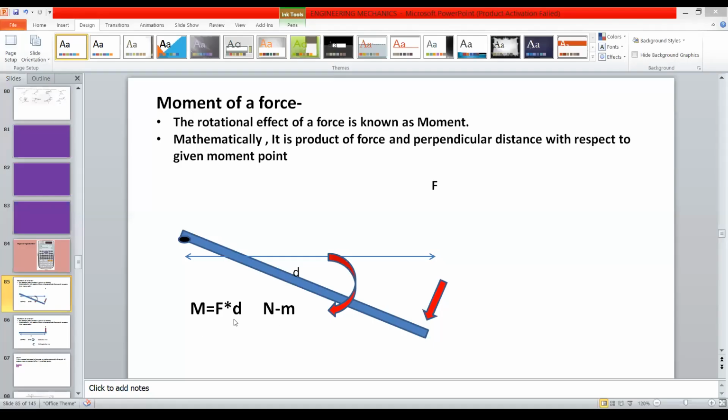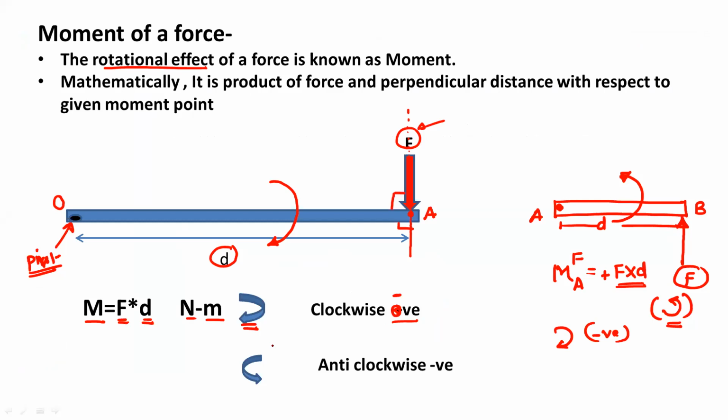Just remember, moment is equal to force into perpendicular distance. Unit is Newton meter. And when we consider the sign convention, clockwise is negative and anti-clockwise is positive.